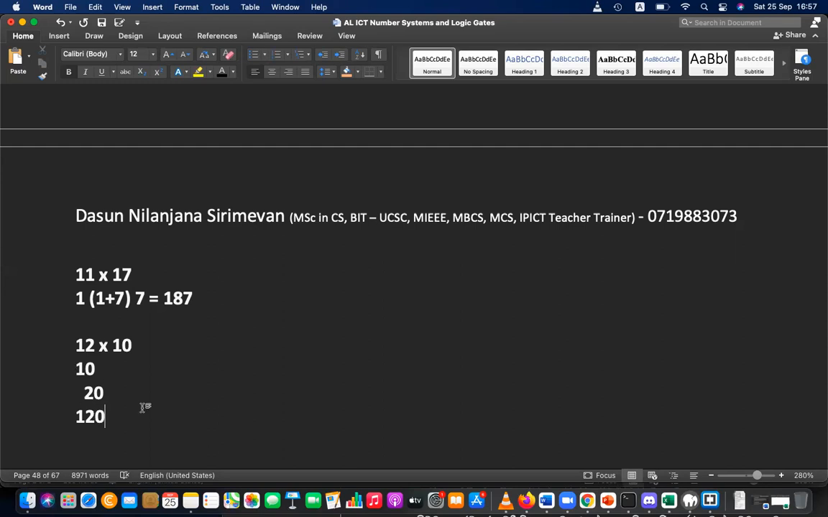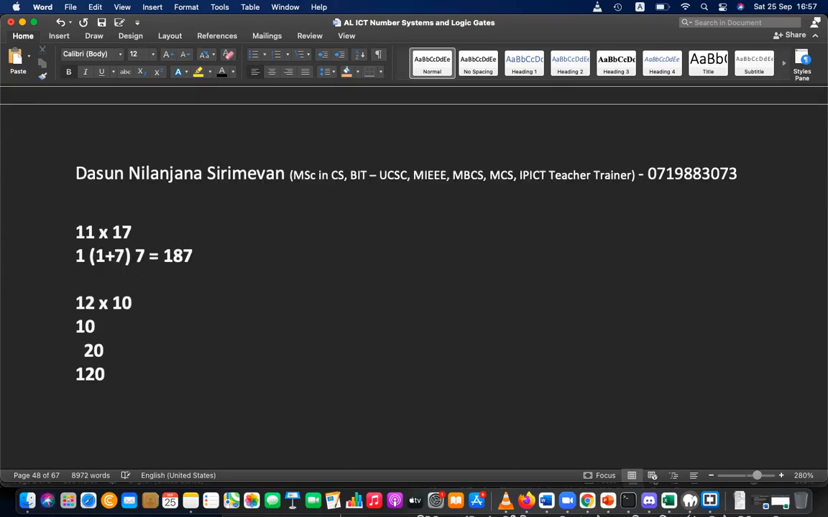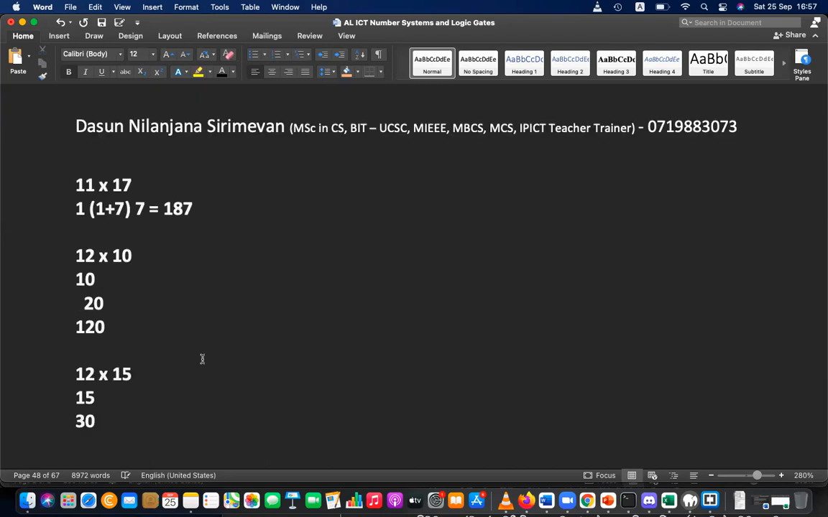Let's say 12 into 15. Then you write 15 and 30. What is the answer? It is 180. Check whether the answer is correct. So all these things are having patterns. Then only I also realized, so IT is a maths-based subject now. So one way to remember IT is using mathematics. The other way to remember IT is using patterns.